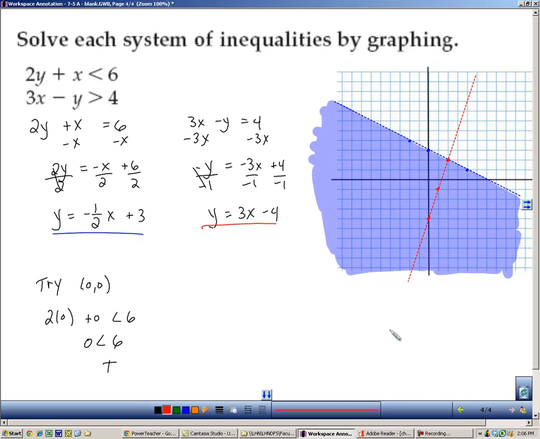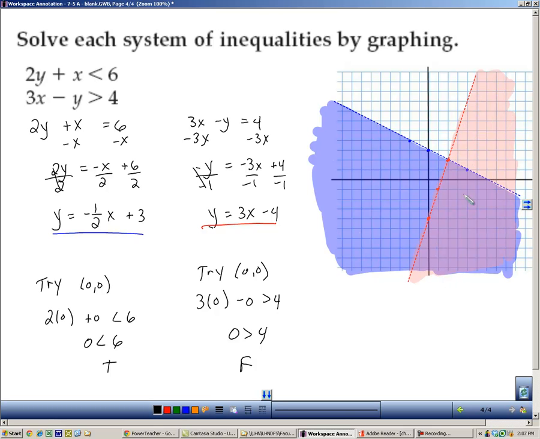So my boundary line is dotted because it's a greater than problem. I now have to try a point, 0, 0, to see which side I get shaded. Plug it into the original. 3 times 0 minus 0 is greater than 4, which is 0 greater than 4. No way. So now 0, 0 is on the bad side, the false side, so I will shade over here. So there's what the shading looks like.